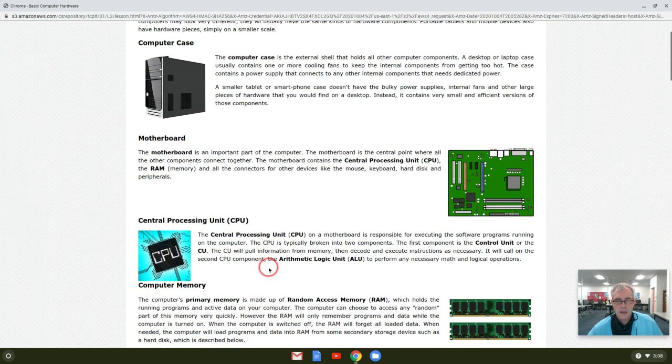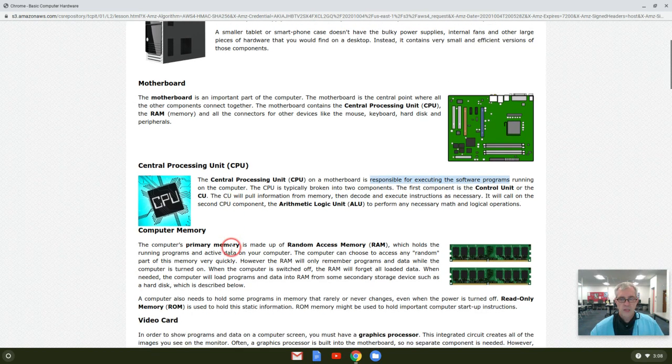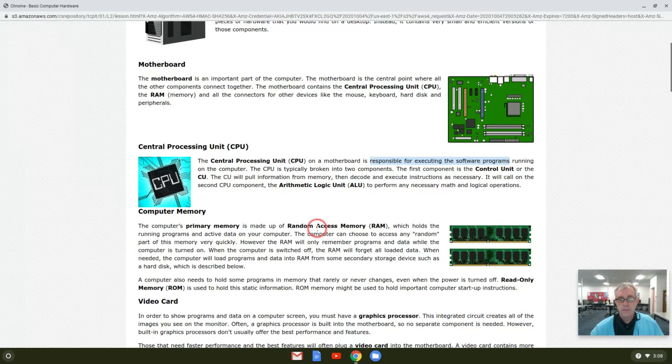Now, we're going to talk a little bit more about the CPU, Central Processing Unit. It is responsible for executing software programs running on the computer. Like I said, it's the brain. It is what really makes everything else work. We talked about the RAM, random access memory. This is where programs that are running are right there.